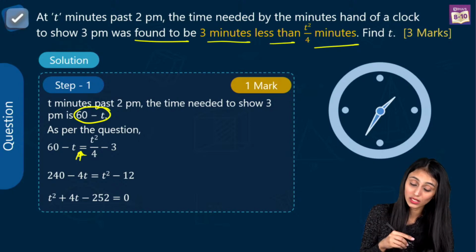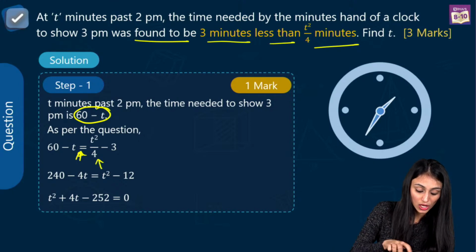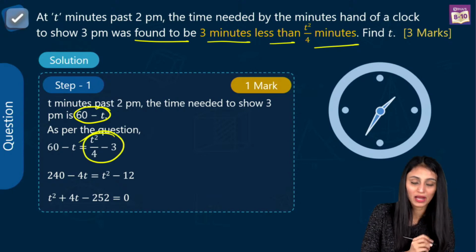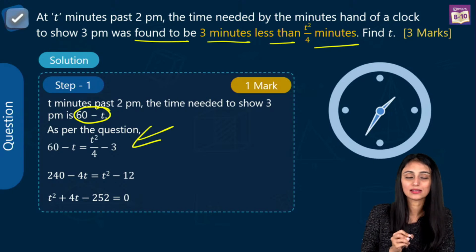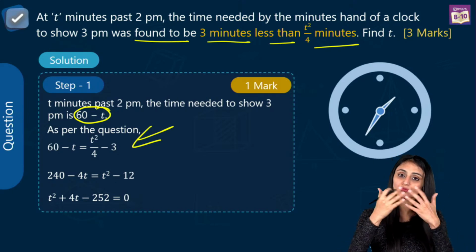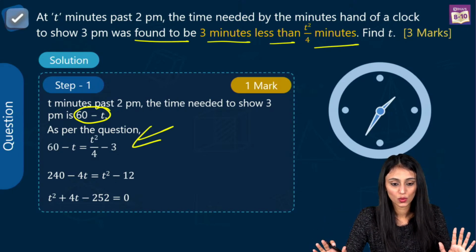It says found to be 3 minutes less than t square by 4 minutes. 3 minutes less than what? 3 minutes less than t square by 4. So I'll simply write here t square by 4 minus 3. If you are able to understand this step, mostly I would say that half of the job is done.